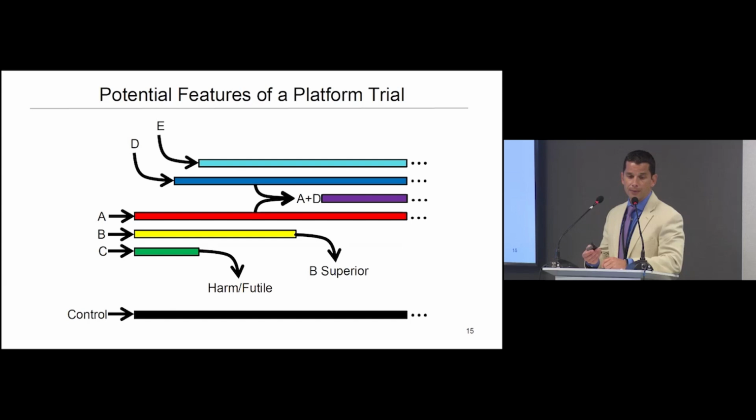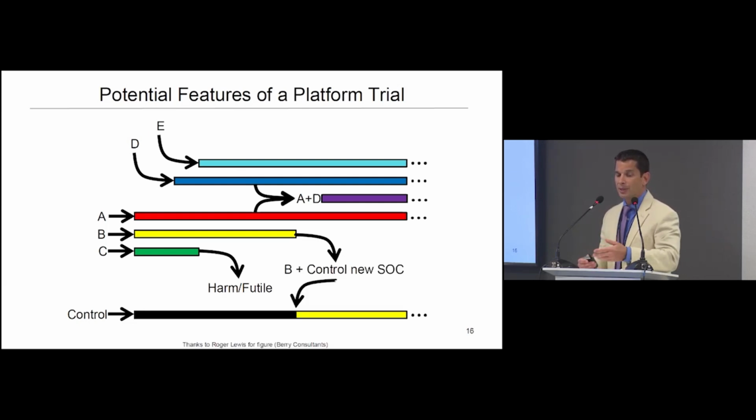And we might find that maybe B is superior. Maybe this is actually better than control. And if that does happen, what do we do with our control? Well, maybe B is now our new control moving forward. And so now we're thinking about B as being the new gold standard we're comparing interventions to.